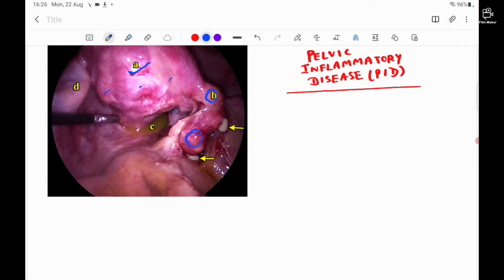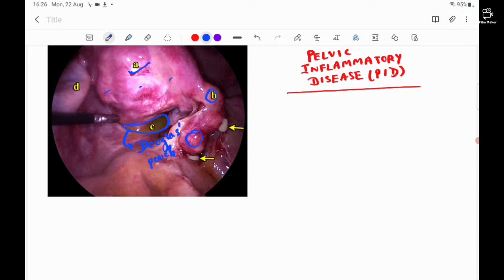And you can also find here an accumulation of fluid in the Douglas pouch. If you remember from anatomy, this is the Douglas pouch. There might be, not might be, but there will be bacterial infection in such cases as well. So it's a very painful and even deadly condition in some cases.